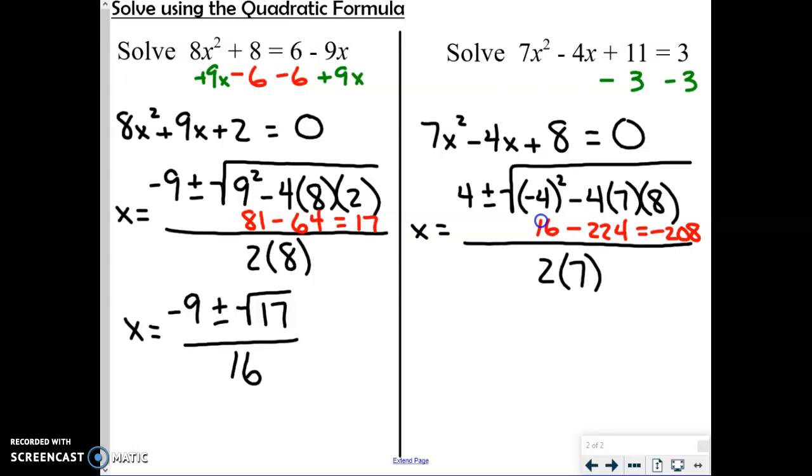What happens if your discriminant is negative? Well, you know that if you try to take the square root of a negative number, your calculator always gives you an error message. And the reason for that is because it doesn't exist. So because the square root of negative 208 doesn't exist, the answer to this problem also doesn't exist. So if you ever run across a problem where your discriminant, or the number underneath the square root, is negative, your answer ends up being no solution.